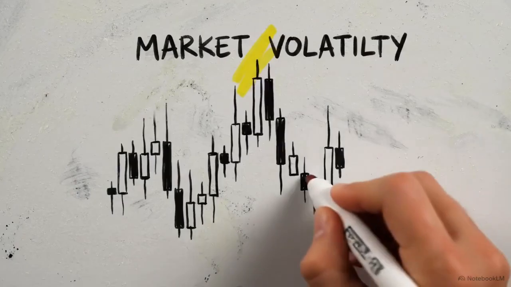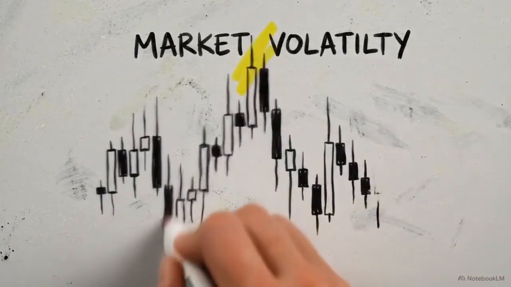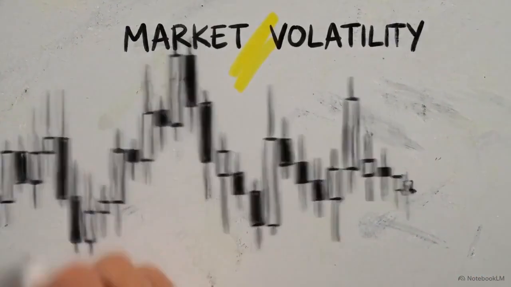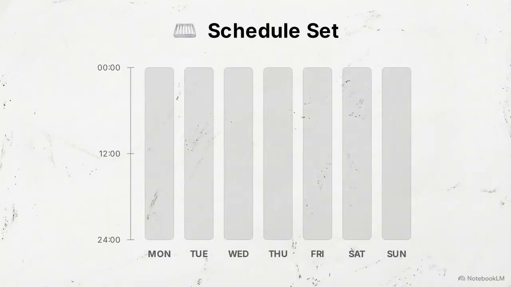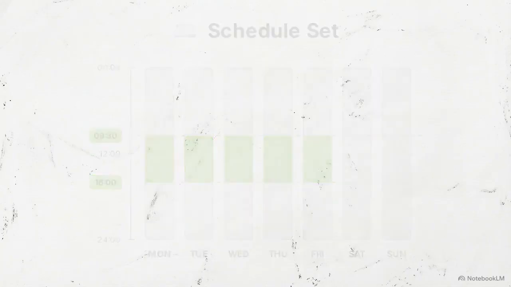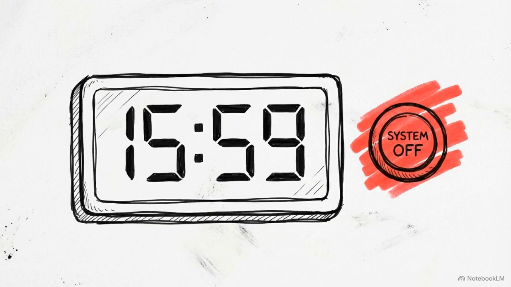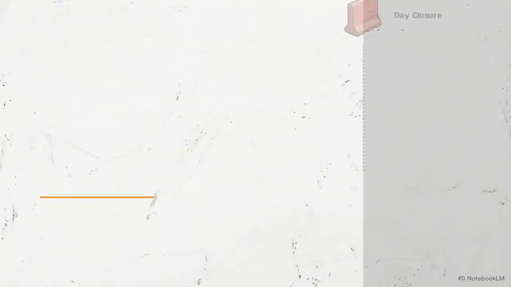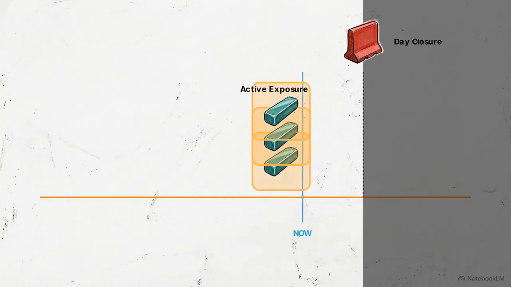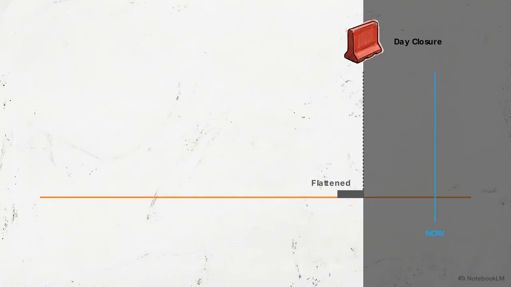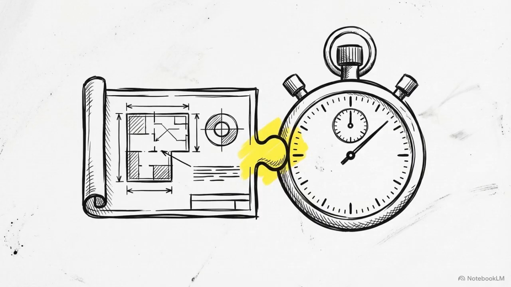Even with precise logic, strategies can be exposed to risk if they operate during periods of high volatility or low liquidity. The schedule set allows you to constrain the robot's activity to specific days and time intervals for each day of the week. Within the schedule settings, you can also enable the day closure protocol. This instruction overrides standard rules to automatically flatten all open positions at a specified time, preventing exposure to overnight market gaps. Combining a rule set with a schedule set allows you to define both the logic of the trade and the exact time windows for execution.